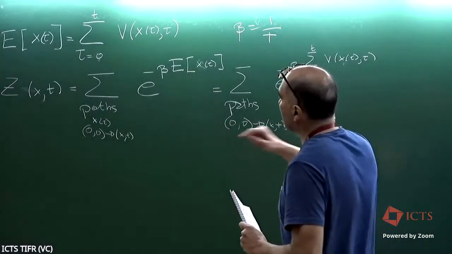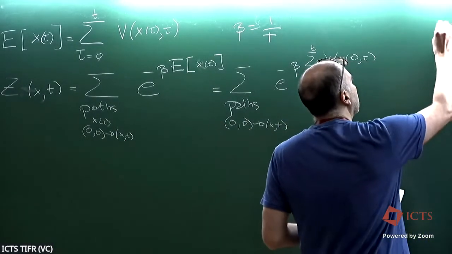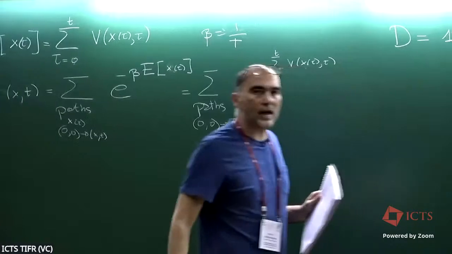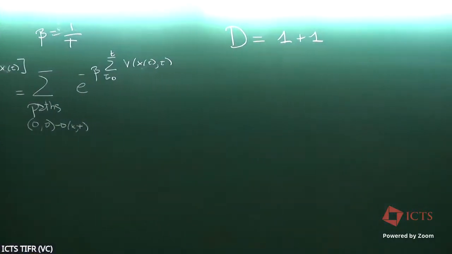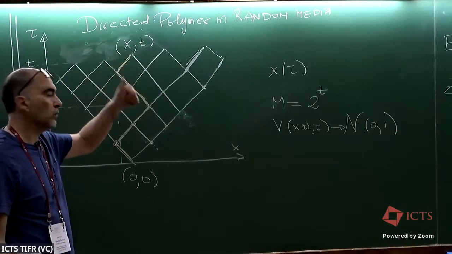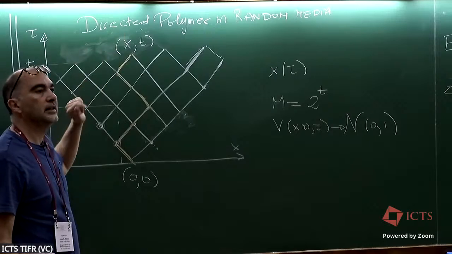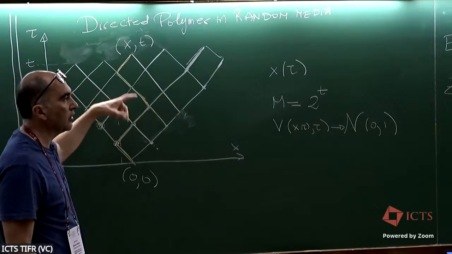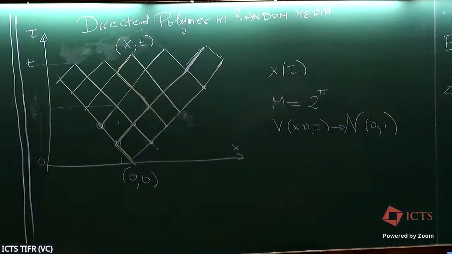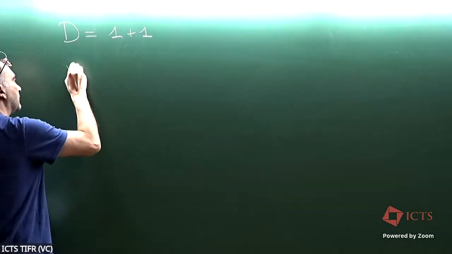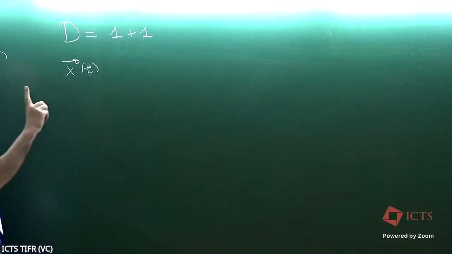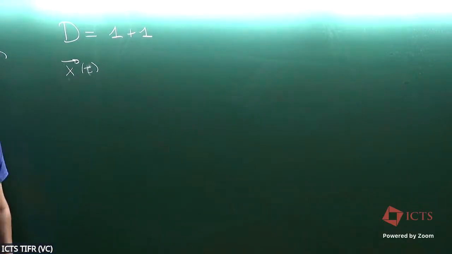So this model that I just defined is in a dimension D equal to 1 plus 1. This is the way we indicate the problem. Why? Because we have a line, a path, which has a dimension 1, and is moving in two dimensions. So we say 1 is the external dimension, okay? In general, directed polymers can be a path, for example, in 3 dimensions, okay?